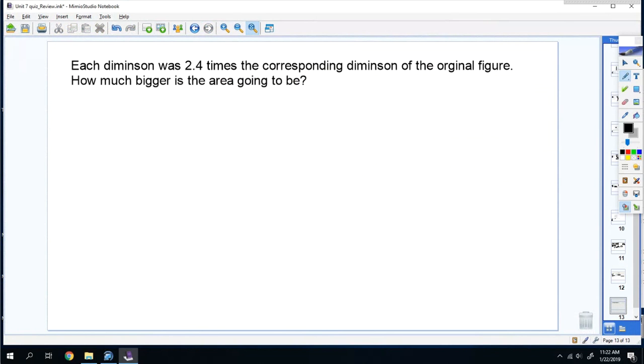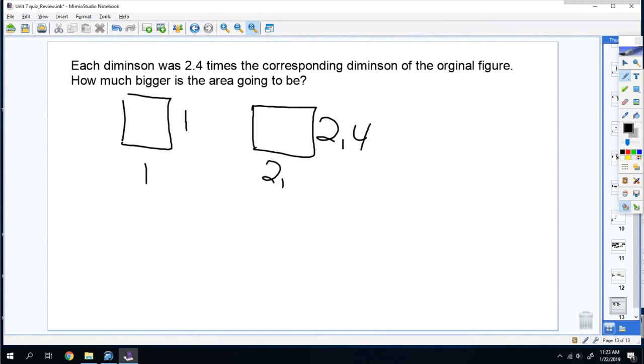All right, last one. Each dimension was 2.4 times the corresponding dimension in the original figure. How much bigger is the area going to be? So again, you can do a simple area problem. So you have a 1 by 1. So you'd multiply by 2.4. So this becomes 2.4 by 2.4.